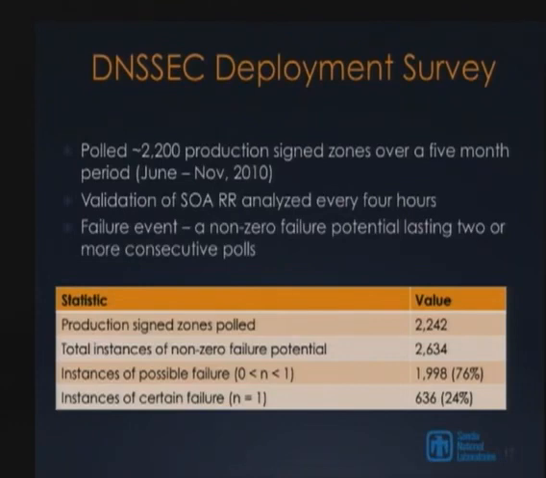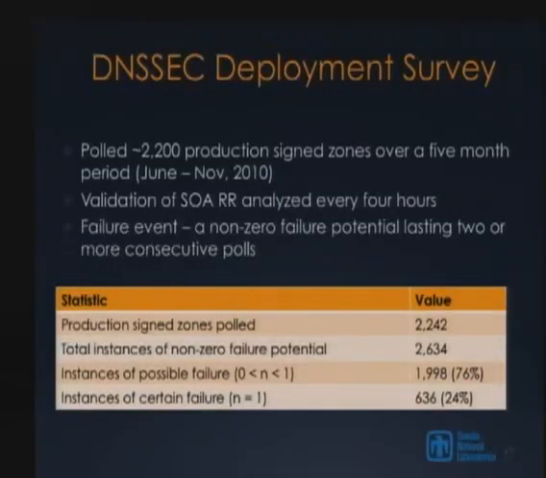One other thing to mention here is what we classified as a failure event: when for two or more consecutive polling periods, we consider that a single failure event. So if a signature was expired the first time we hit it, we didn't count it until we saw it a second time, and that was mostly to give us the benefit of the doubt. So any of the events you see here happened for more than a 4-hour period, which makes the results all the more interesting, I suppose.